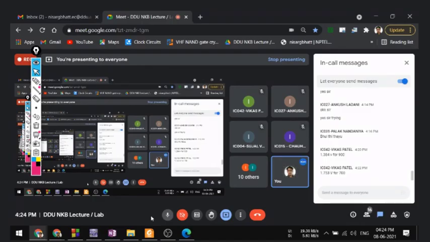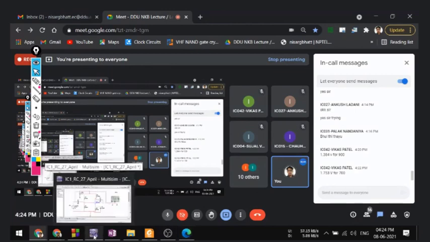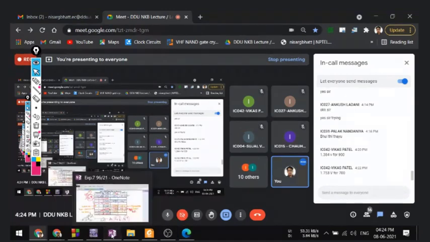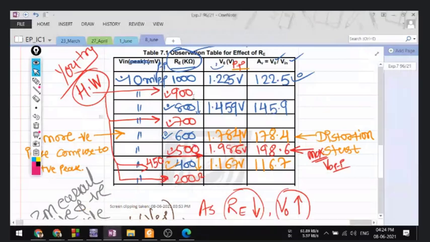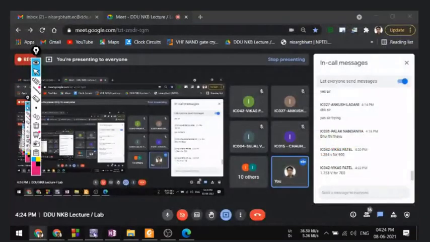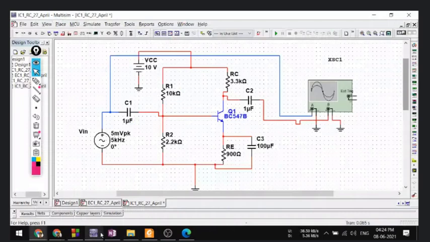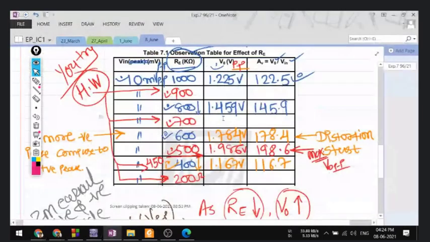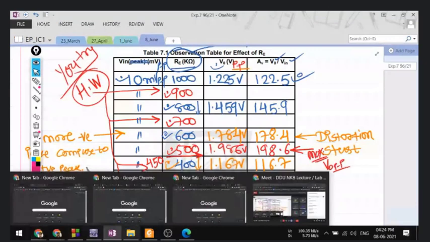Okay, Vikas got 1.3844 for 900. Let me check the reading. Yes, for 900 obviously you will get 1.3 something, and for 700 you will get 1.753, so about 1.75. Yes, very true. Okay, students, you just go with 450 also. For 450, how much are you getting?